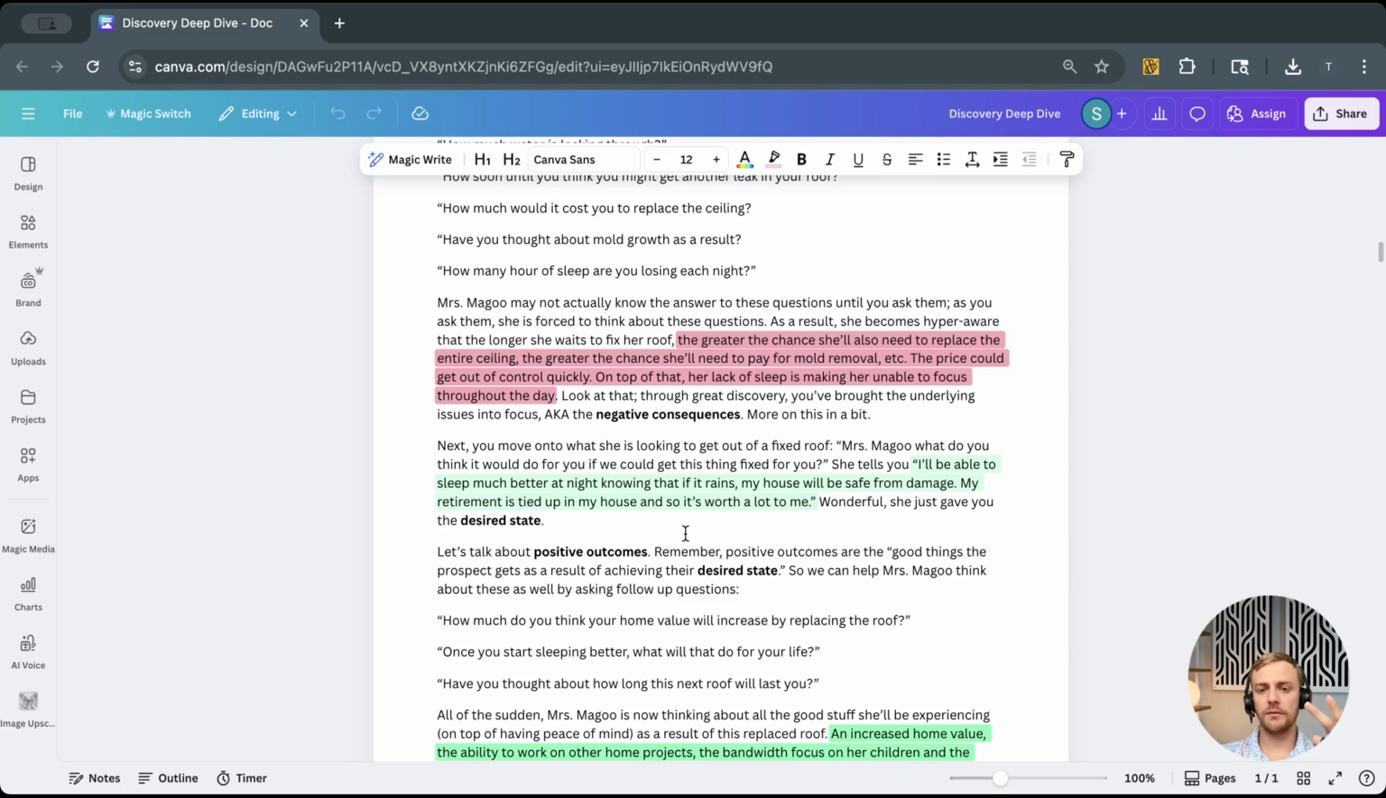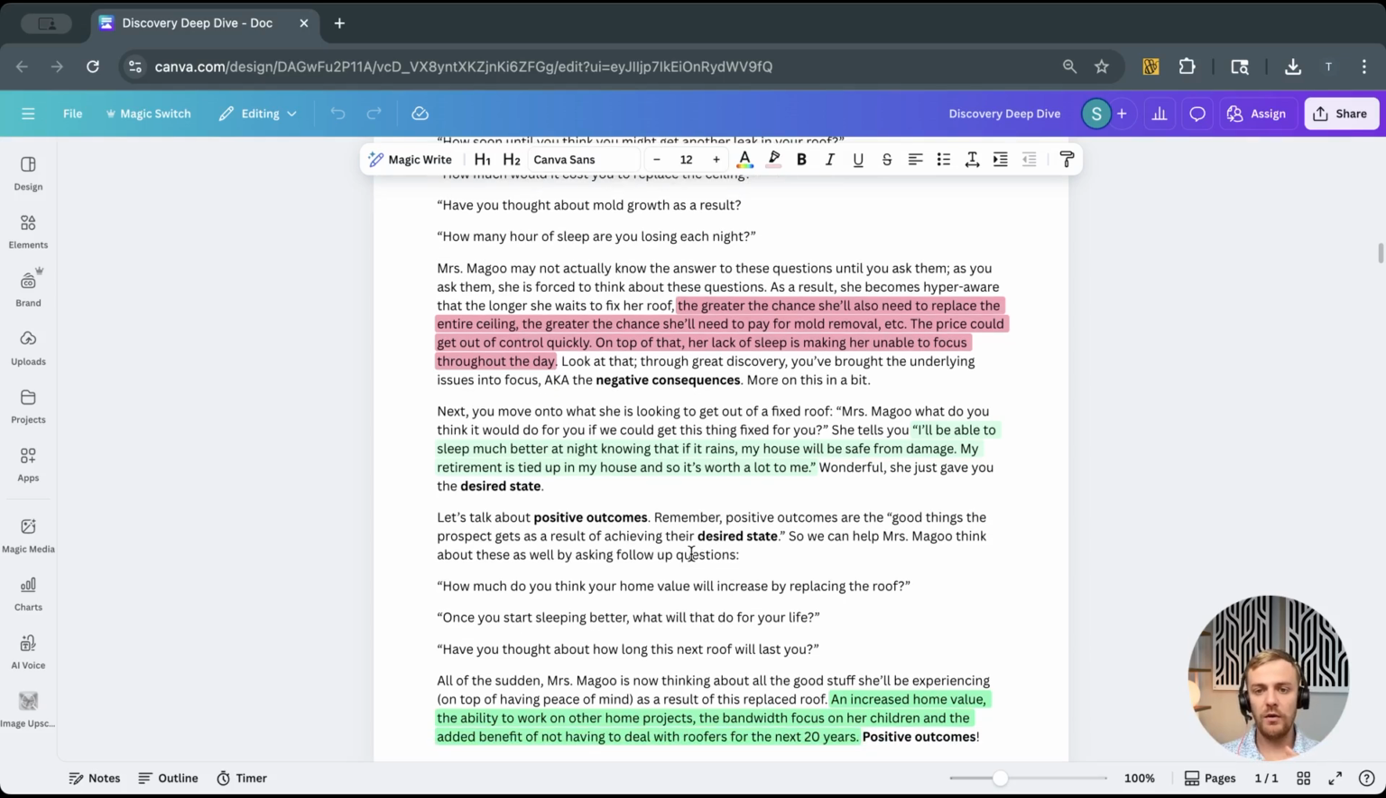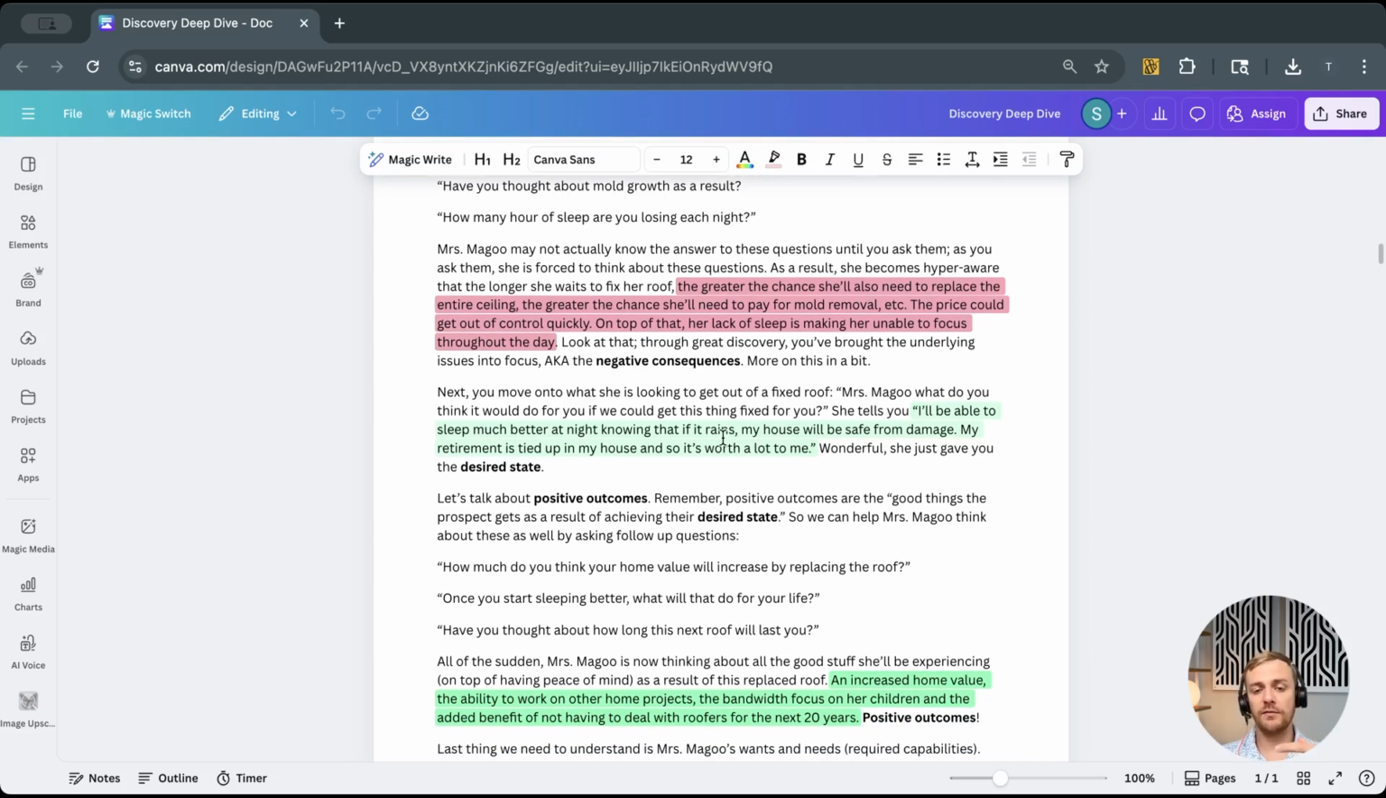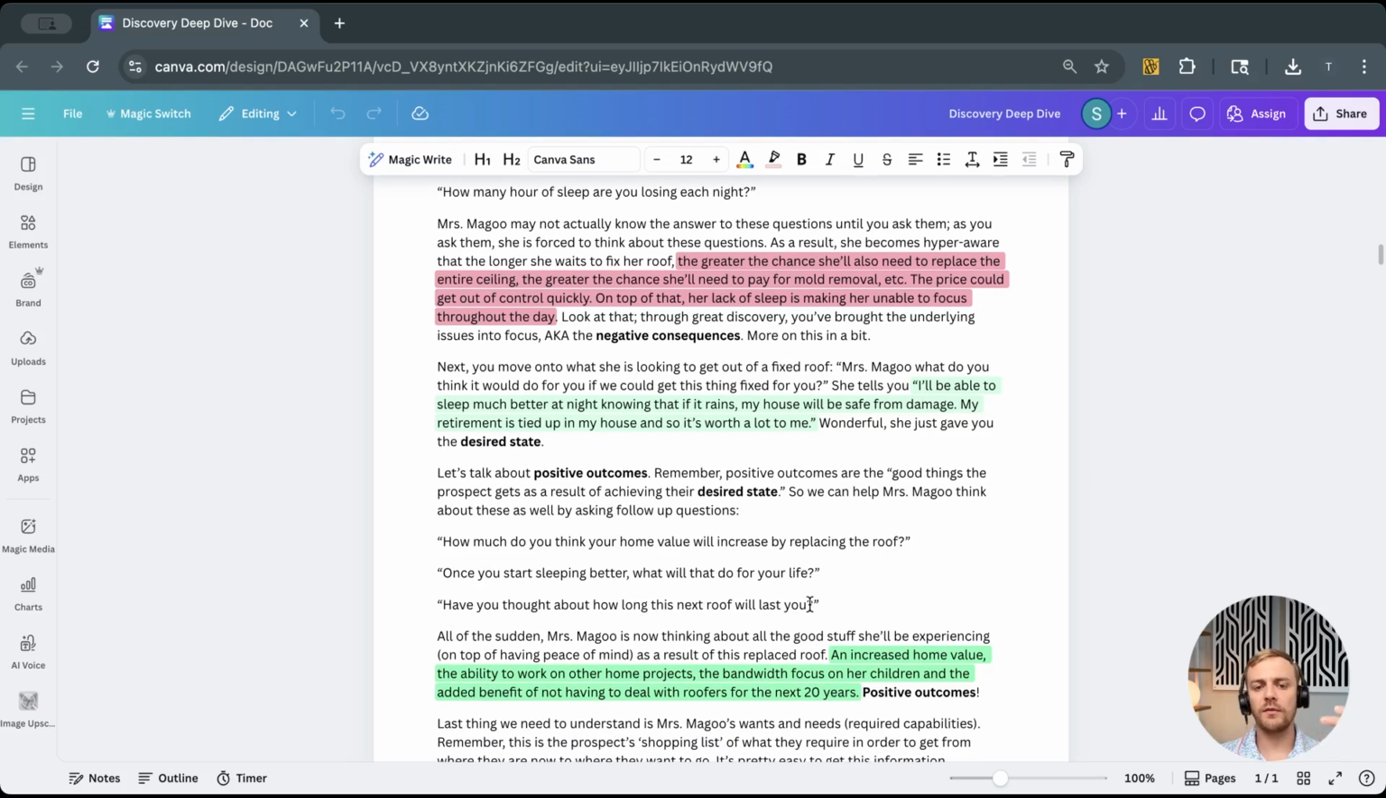Okay, positive outcomes. Remember, this is all the good things the prospect gets as a result of achieving the desired state. So we want to ask questions basically as follow-ups to what she tells you here. How much do you think your home value will increase by replacing the roof, right? Now she's thinking about the future and also all the good stuff that happens as a result of achieving it, right? Once you start sleeping better, what will that do for your life? Have you thought about how long this next roof will last you?